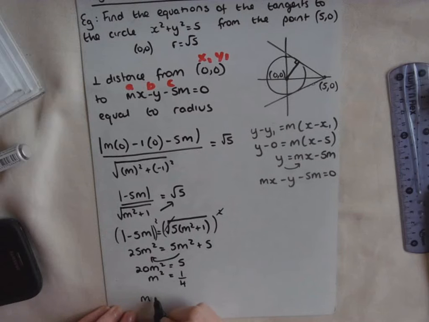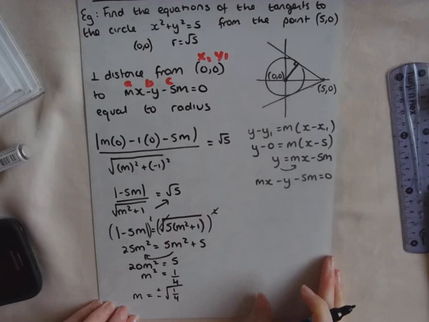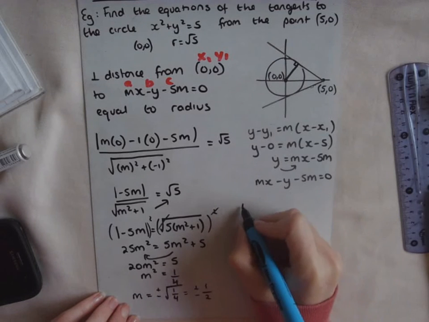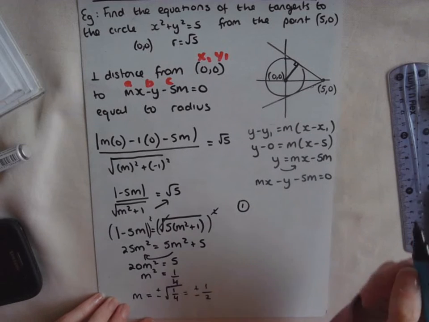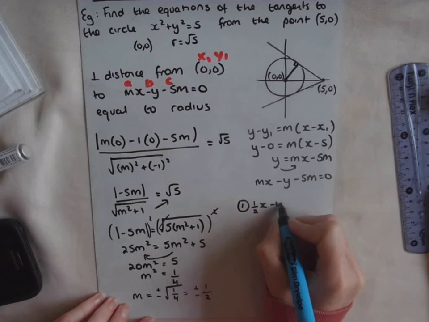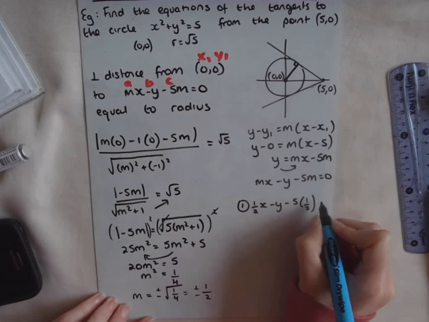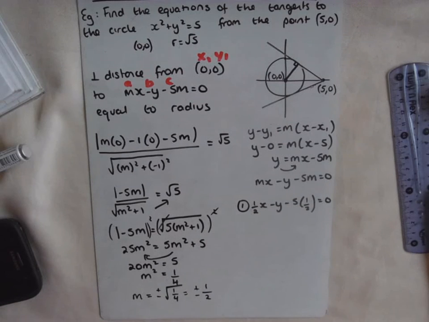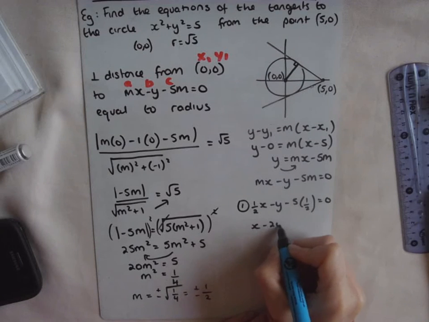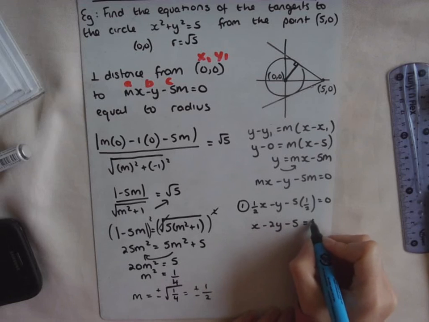So that means m is plus or minus the square root of 1 over 4. The square root of 1 is 1, the square root of 4 is 2, so m is plus or minus a half. So that's what my two m's are. Now I'm just going to fill it back in here. So the first equation is going to be a half x minus y minus 5 times a half equals 0. I'm going to multiply everything by 2 just to get rid of the half. So it's going to be x minus 2y minus 5 equals 0.